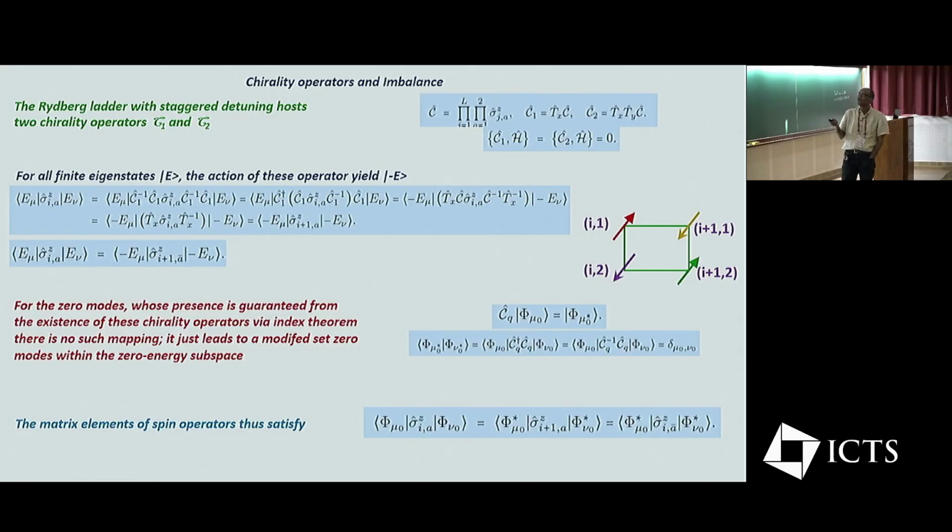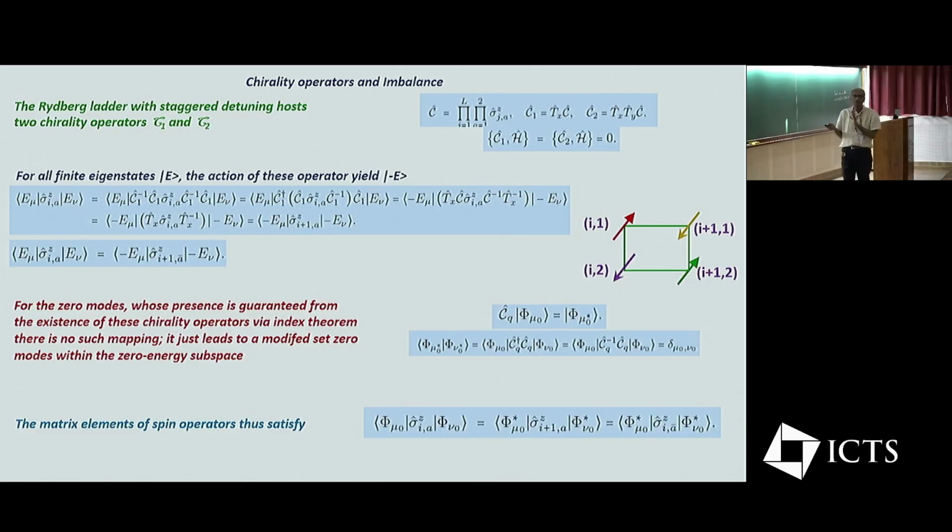And what this does is that if you take the expectation of this matrix element between any finite energy state, you can show that that's equal to the expectation between sigma z i plus 1 and A, that is shifted by one site, at negative energies, okay, E going to minus E. And similarly here, and here it shifts to the other side of the ladder.